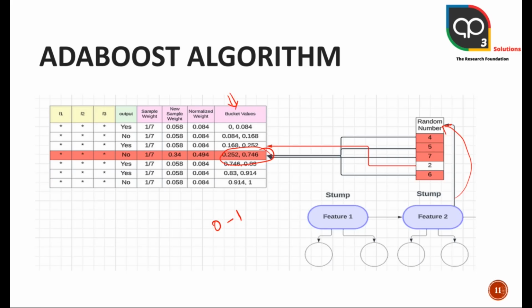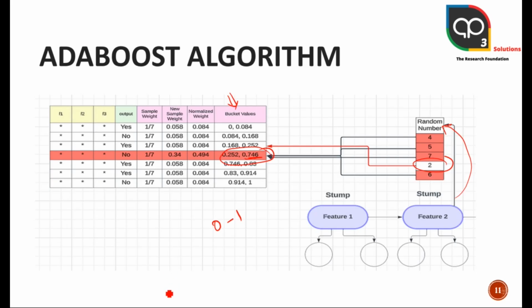And in this particular example, there is a high probability that it will match with the incorrect record due to the bucket range being high, that is 0.252 to 0.746. And this means that the fourth row, which corresponds to the incorrect one, has the highest chance of being matched with the random number. Dear friends, here in this diagram you can see all the random numbers except 2 will get incorrect row data to the decision tree.